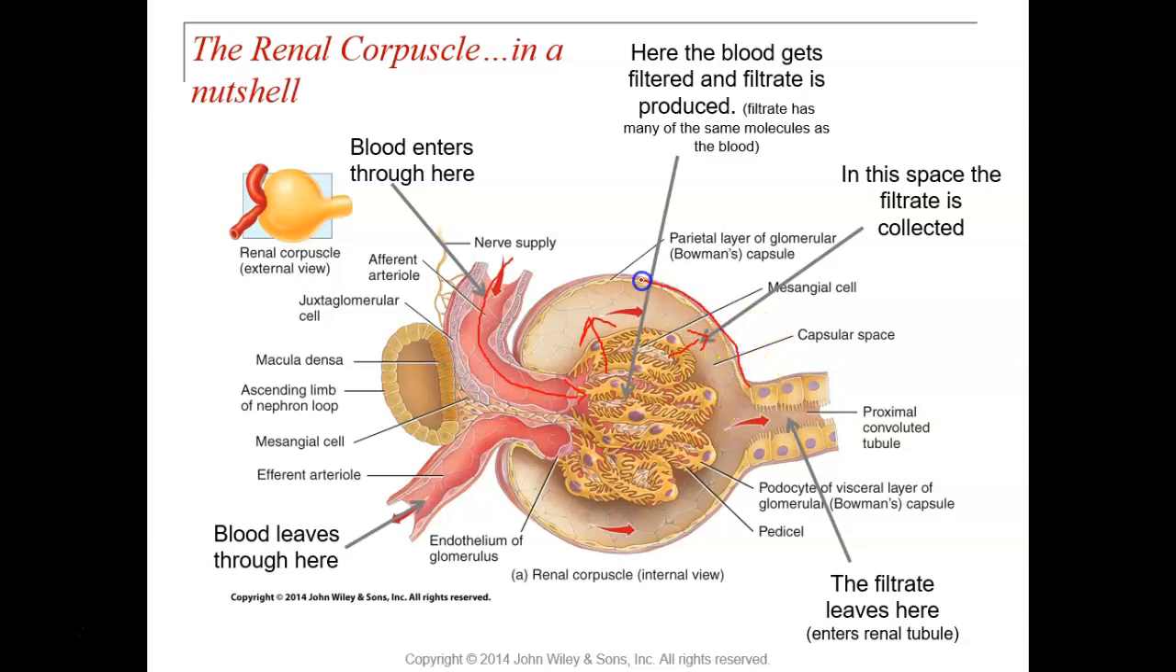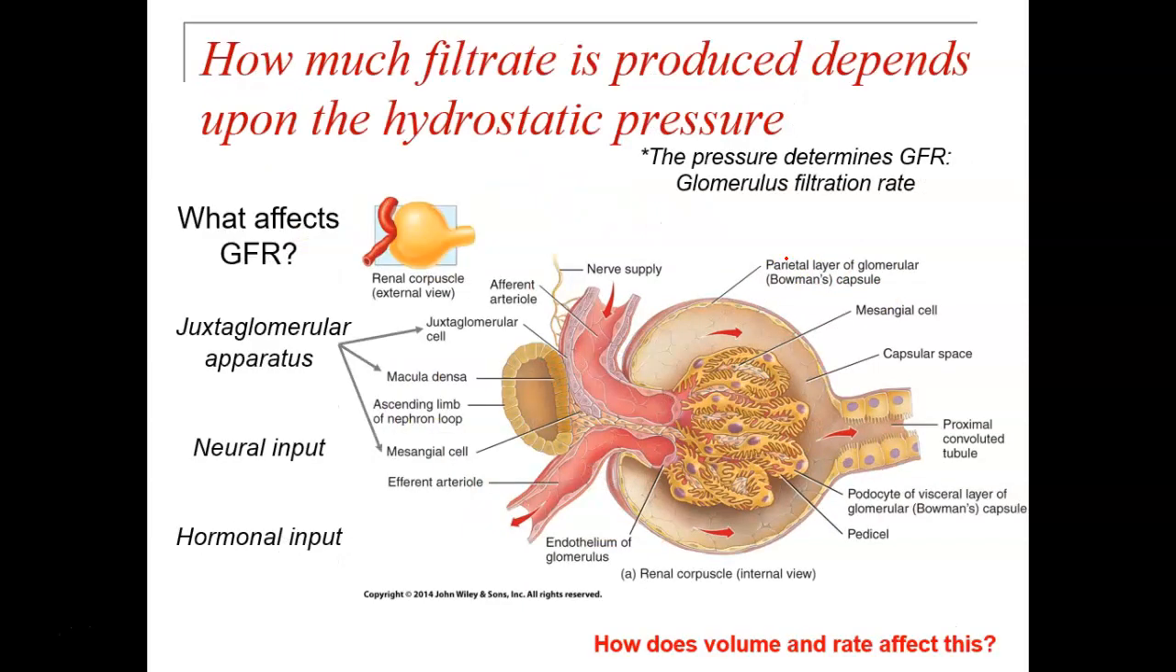Now this thing here, this is called Bowman's capsule. That's going to be important when we talk a little bit later on about pressure. We won't get to it today. When we talk about pressure, how much filtrate does this thing produce? Later on, we're going to look at something called GFR, glomerular filtration rate. Things that affect the glomerular filtration rate, so the rate at which the glomerulus produces filtrate.